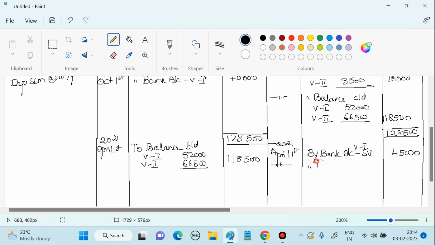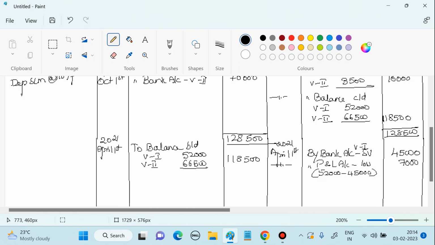So write by profit and loss account, loss on sale, 7,000. How? 52,000 minus 45,000. Got it? Yes, ma'am. Rashish, clear so far?